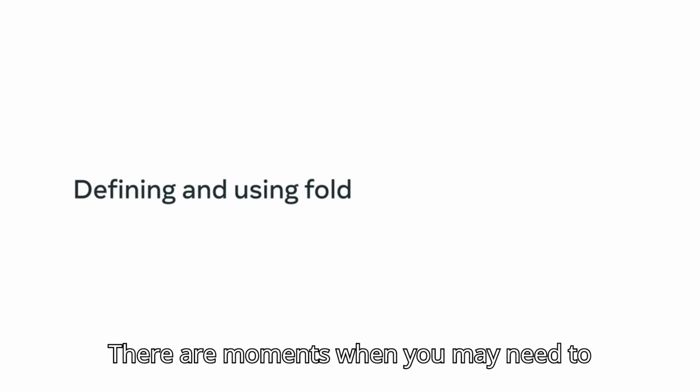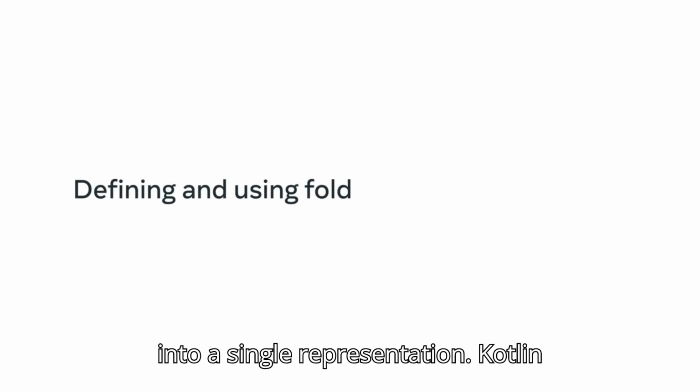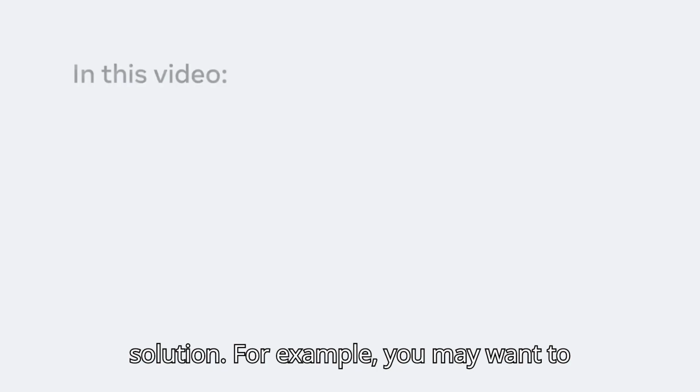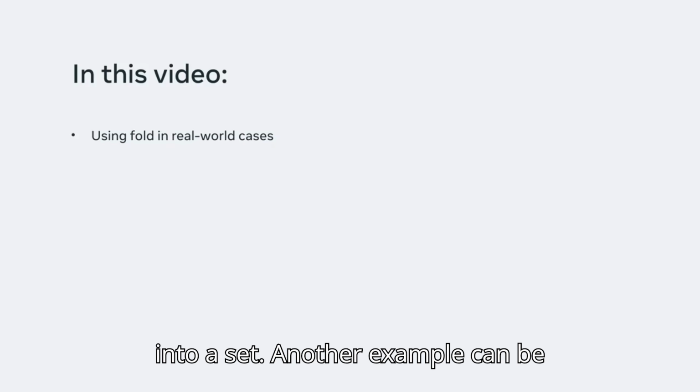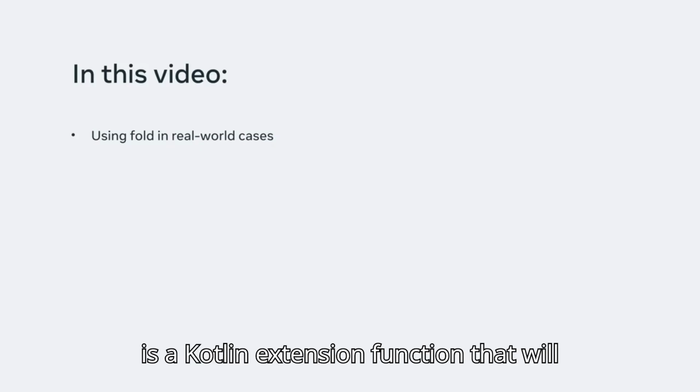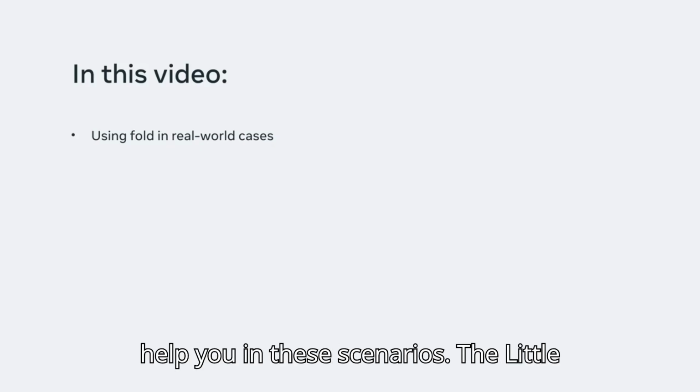There are moments when you may need to aggregate elements from your collection into a single representation. Kotlin provides you with many functions to achieve this, including map and filter, already explored in this course. These functions have specific purposes, and sometimes you need a more generic solution. For example, you may want to aggregate the elements of a collection into a set. Another example can be wanting to use a string builder to construct a string for the elements. Fold is a Kotlin extension function that will help you in these scenarios.